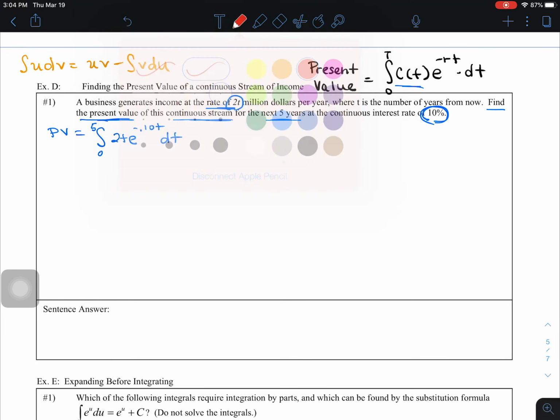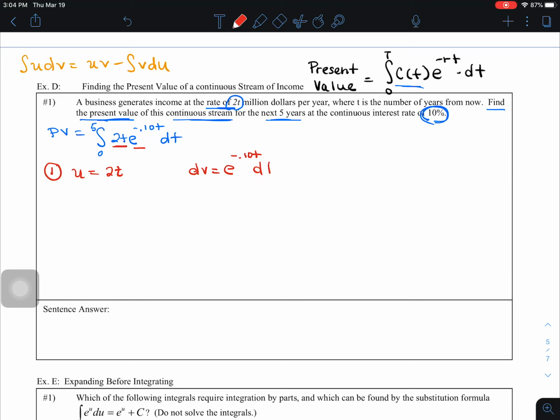Okay, so let's go ahead and see if we can go through these steps here. First part, we're going to pick something for u. We're going to pick something for dv. I want to pick the simpler of the two factors. That would be the 2t. The one that's a little bit more complicated, that's going to be my dv. That's going to have the dt attached. Second step, we're taking the derivative of u.